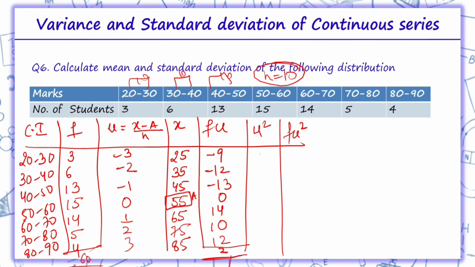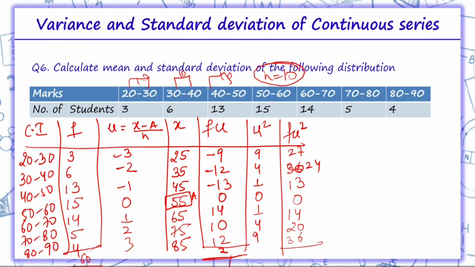Then u square: minus 3 square is 9, minus 2 square is 4, 1, 0, 1, 4, 9. Then f into u square. So 3 into 9, 27, 6 into 4, 24, 13 into 1, 13, 15 into 0, 0, 14 into 1, 14, 5 into 4, 20, 4 into 9, 36. Sorry, here 6 into 4 is 24. So now we'll add these terms. On adding we'll get 134.